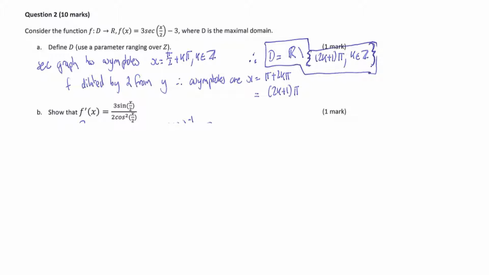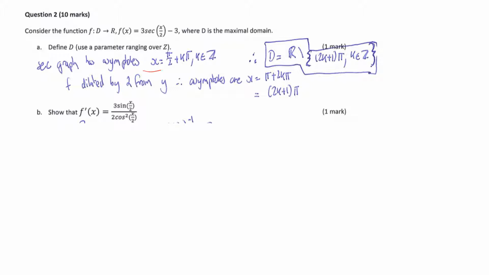All right, so let's think about that. It's been dilated by a factor of 3, so that's not going to affect the domain. It's going to be translated downwards 3. That's not going to affect the domain of sec. But it will be dilated by a factor of 2 from the y, and that will affect our expression of the maximal domain. So let's just have a look at that.